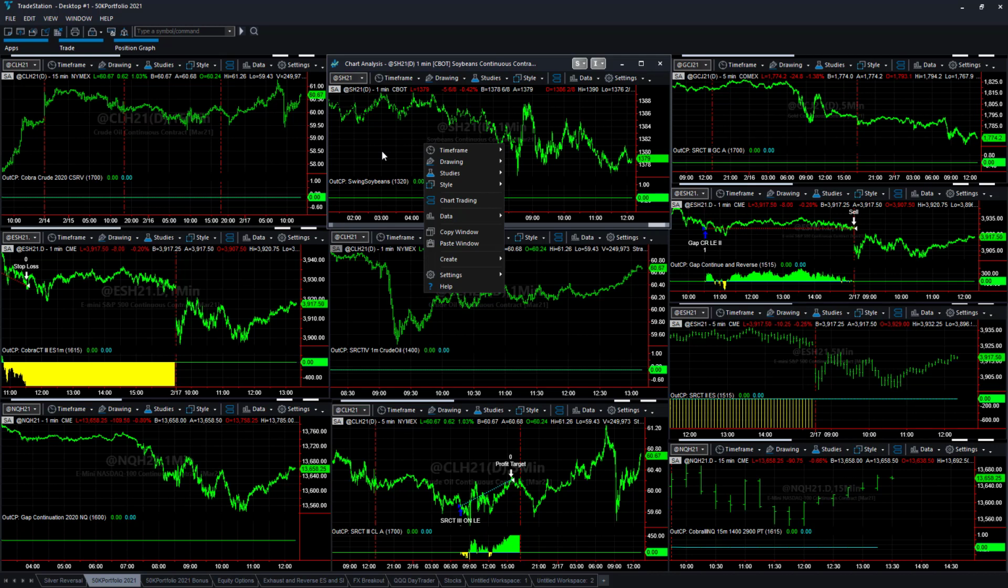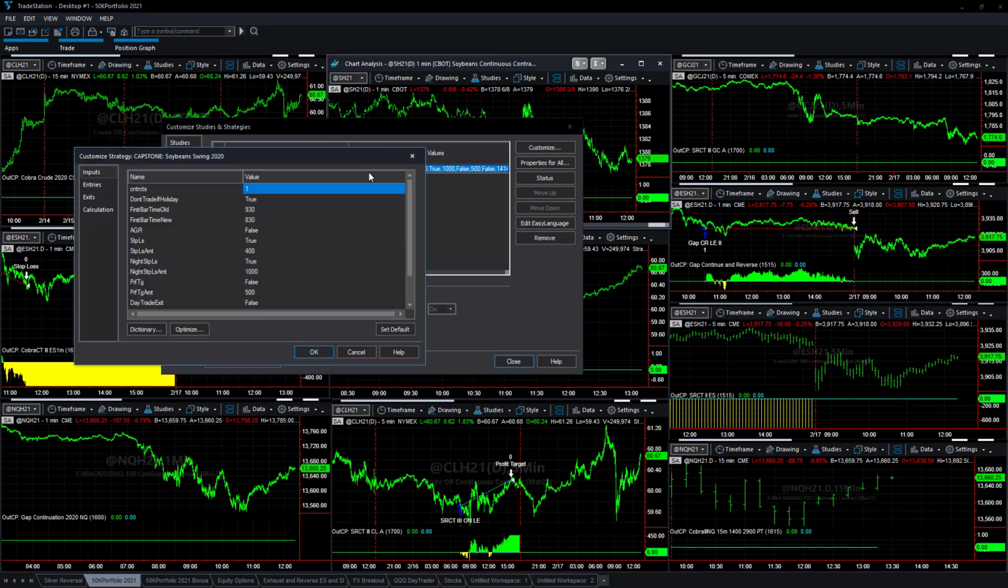Swing soybeans takes swing trades in soybeans. This tests well back to the 80s. And so let's right click and edit the strategy, and you can see the entry times. Soybeans used to open at 7:30 Central, or it used to open up at 9:30 Central, an hour after the stock market.